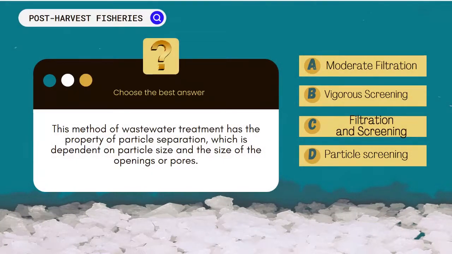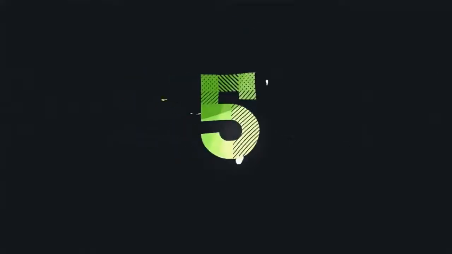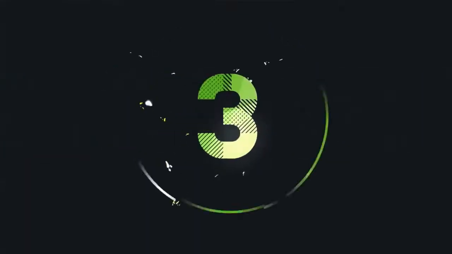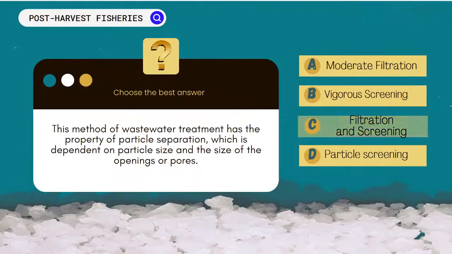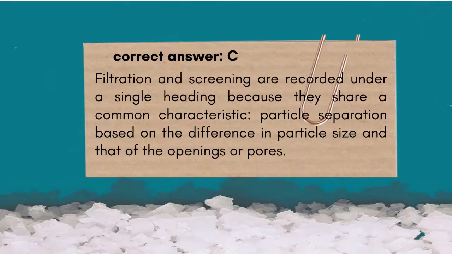This method of wastewater treatment has the property of particle separation, which is dependent on particle size and the size of the openings or pores. A. Moderate filtration. B. Vigorous screening. C. Filtration and screening. D. Particle screening. The correct answer is C. Filtration and screening are recorded under a single heading because they share a common characteristic: particle separation based on the difference in particle size and that of the openings or pores.